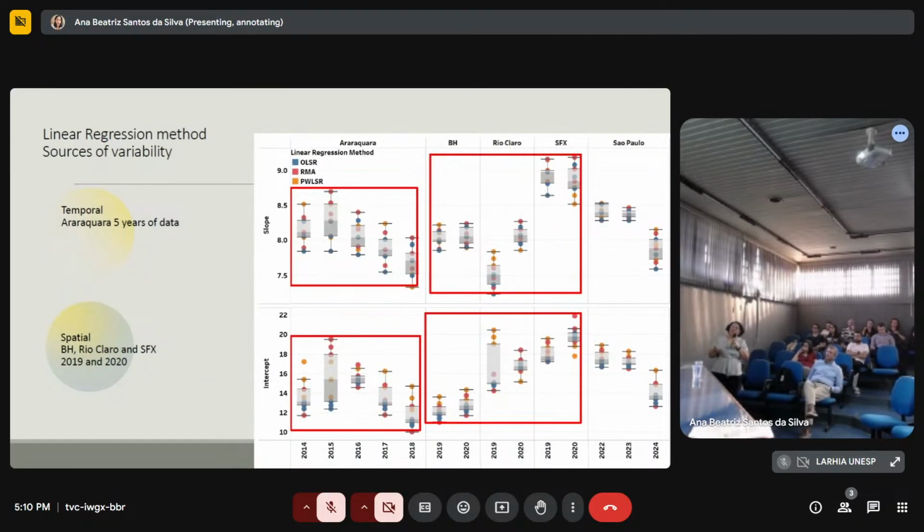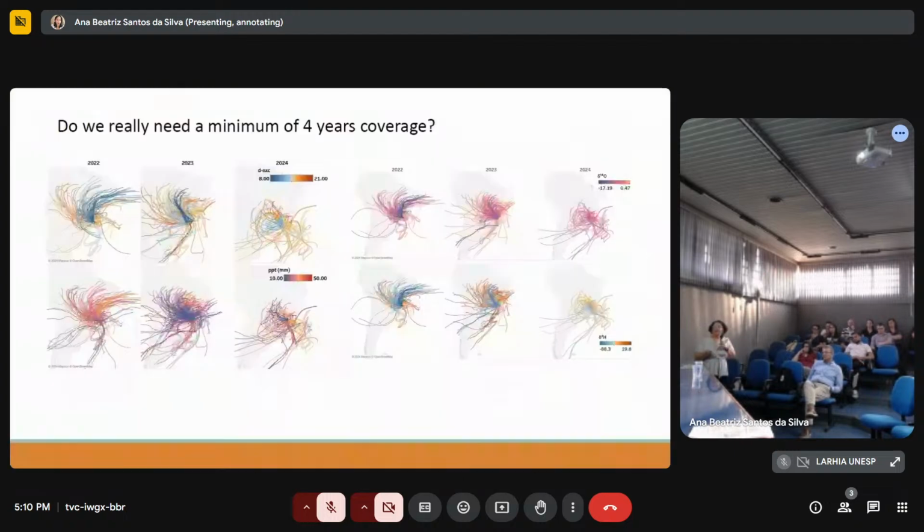The source of variability in the slope and the intercept, as you can all imagine, was largely spatial. These are three cities that were monitored in the same period of time and present a larger variability. But here in Araraquara, we have 5 years and we still see significant variability. That's the main reason why the recommendation still stands for a minimum of 4 years of monitoring.